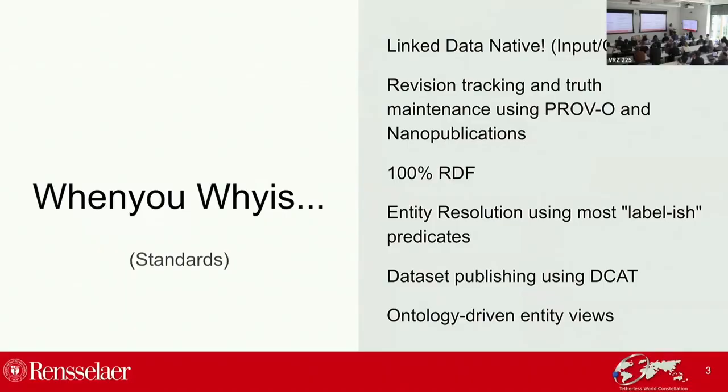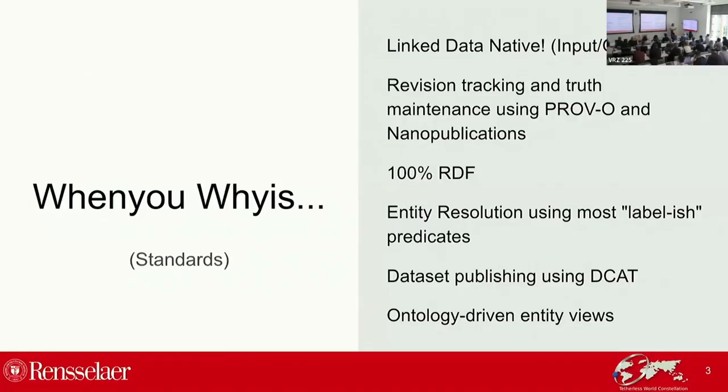The other piece, of course, is that when you use Whyis, everything is standards based. We are working with RDF front to back. There's no relational database in it. Everything is tracked through the use of Prov and nanopublications for revisioning and truth maintenance, as possible, using the provenance that we provide through Prov, because we can say that one nanopublication is derived from another. And of course, it's linked data native. That was like an afternoon project, to implement a linked data server on top of a triple store.